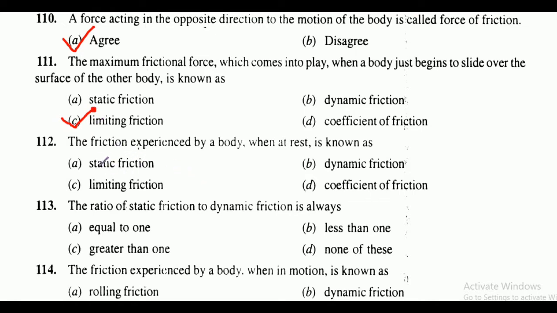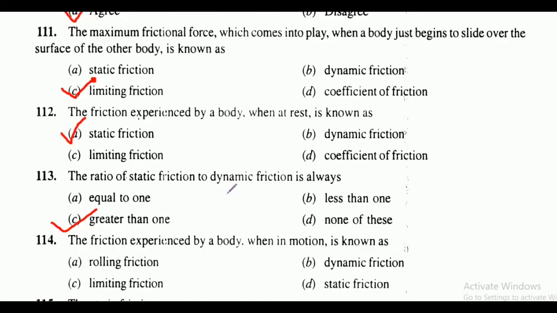Now next is the friction experienced by a body when at rest is known as, here friends, these are the options, and here correct answer is option A, that is static friction. Next is the ratio of static friction to dynamic friction is always, options are equal to 1, less than 1, greater than 1, or none of these. Here friends, correct answer for this question is option C, that is greater than 1.